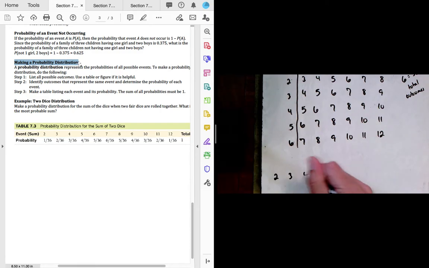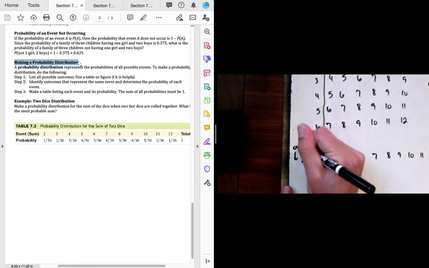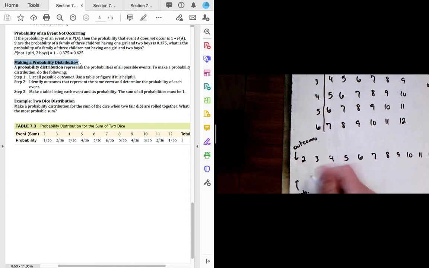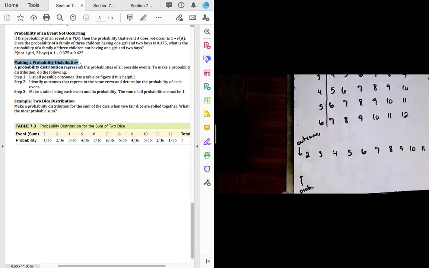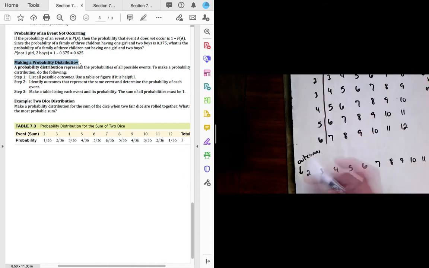I could roll a 2, a 3, a 4, a 5, a 6, a 7, an 8, a 9, a 10, an 11, and a 12. So here are my outcomes. And now down here, I'm going to write out the probability of those outcomes. The probability for rolling a 2: there was only one 2 in our chart, right? And only 2 happens to be right here. So the probability for 2 is 1 out of 36.